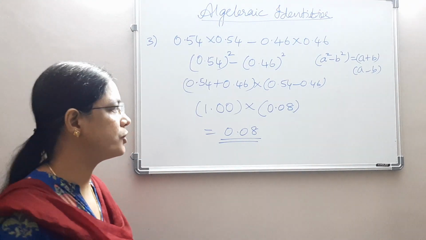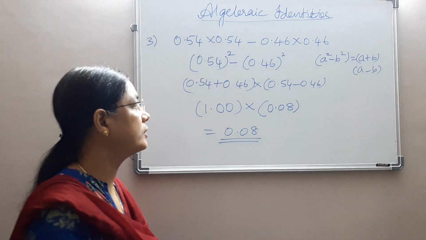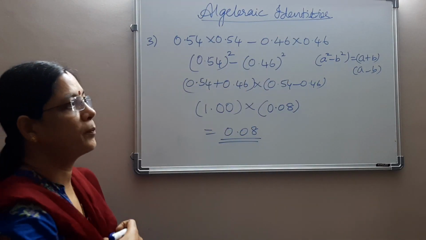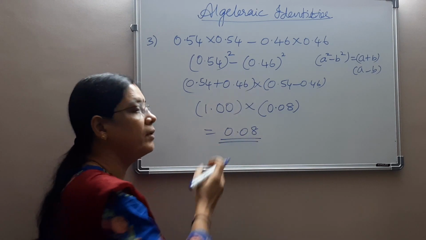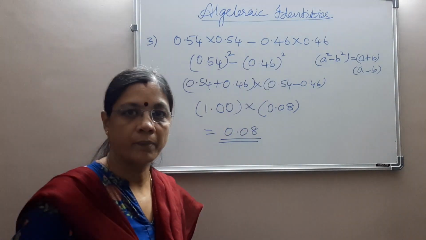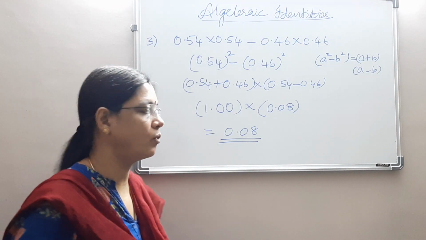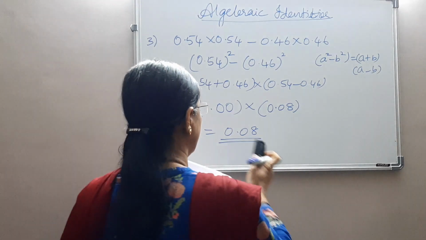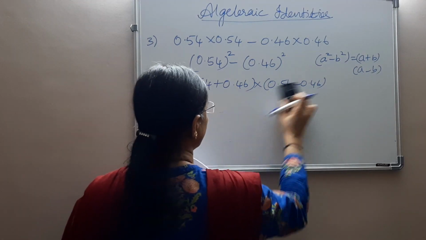So do you understand? 0.08 is your answer for 0.54 into 0.54 minus 0.46 into 0.46. See how easily we have obtained the answer without multiplying, without multiplying twice and subtracting and all. We have got the answer directly. So this is how we use identities to simplify problems.